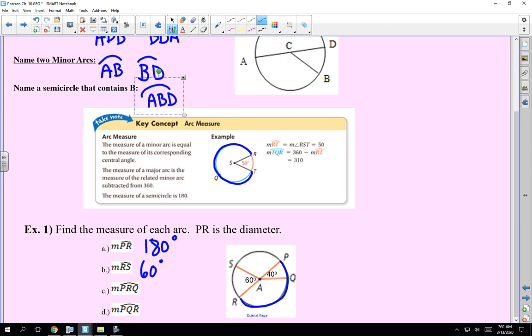Measure of arc PRQ. PRQ is going in this direction. We know it goes this way because it's got to include R and then around to Q. That's everything but 40. So you go 360 minus 40, which gives us 320 degrees. And then arc PQR. So PQR goes this way, and that arc is 180 degrees as well.